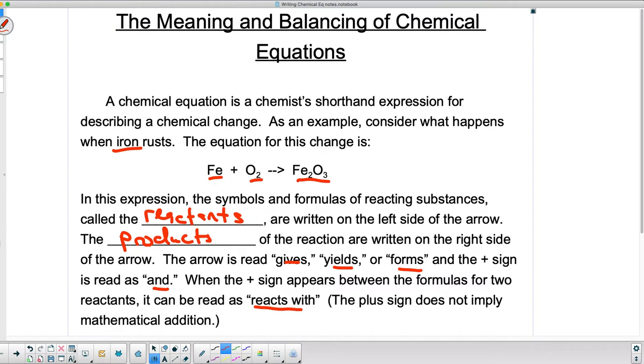The plus sign does not imply mathematical addition, that we just like, if it did, then my product would look like this. Yeah, that's not me writing, that's the board. Yep, okay, forget it. Let's move on.